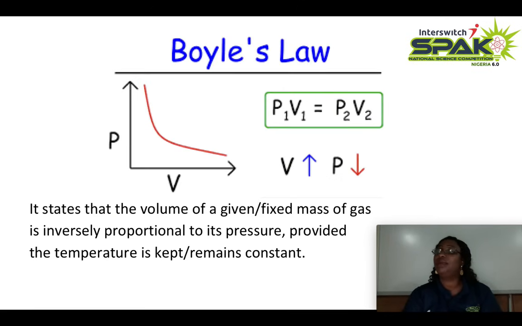So let's look at Boyle's law. It states that the volume of a given fixed mass of gas is inversely proportional to its pressure, provided the temperature is kept constant. As volume is decreasing, what is happening to your pressure? Your pressure is increasing. And the formula is P1V1 equals P2V2.